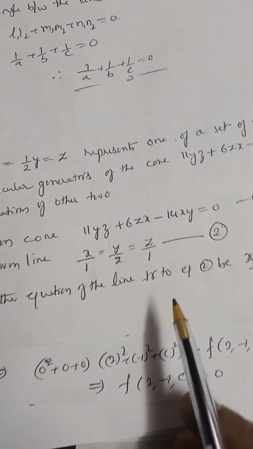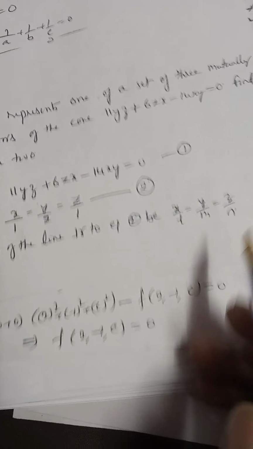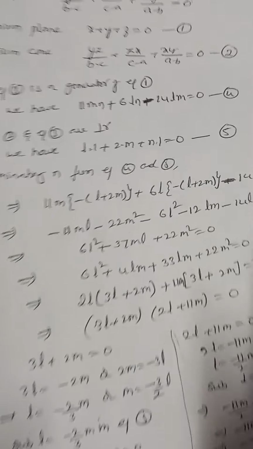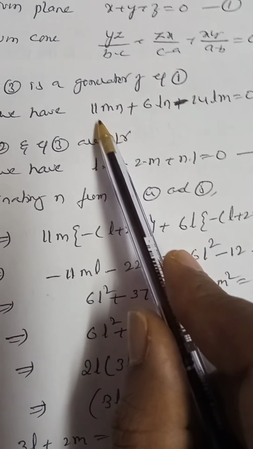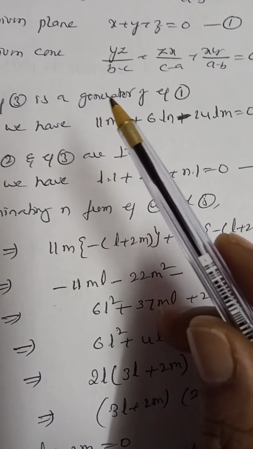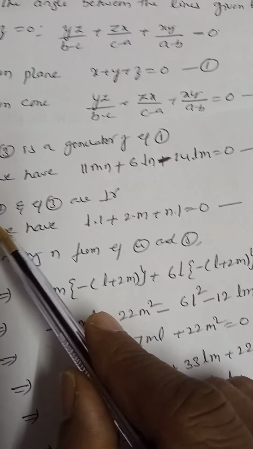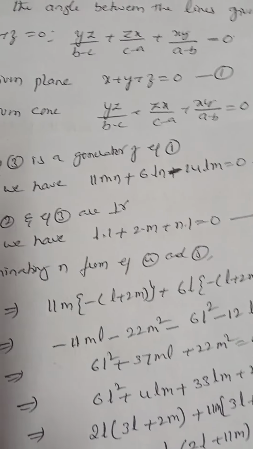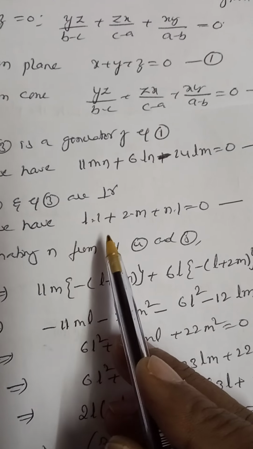Let the equation of one of those generators be x by l is equal to y by m is equal to z by n. Now, since it is a generator, it lies on the cone. Substituting x value is equal to l, y value is equal to m, and z value is equal to n, we got this result, right? Now, since equation 2 is perpendicular to equation 1, that means those two lines are perpendicular.